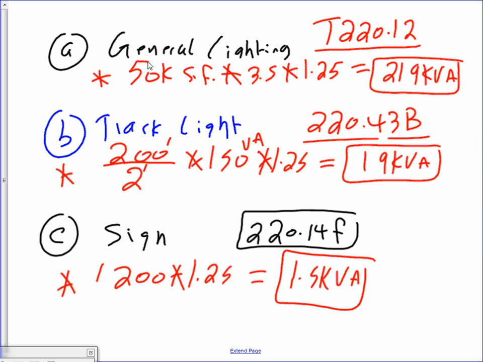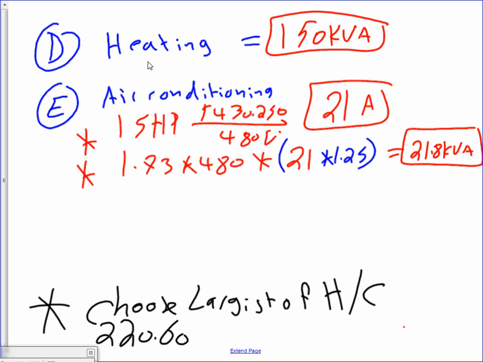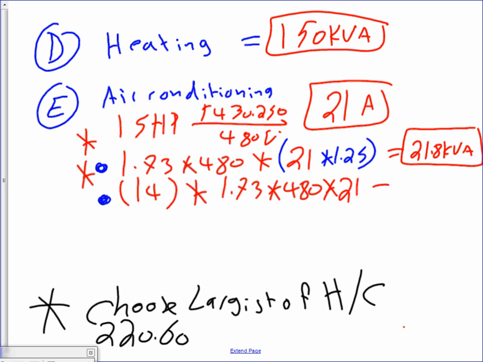The first one, you multiply it by 1.25, and here's what it shows. So that would be the first one. The second calculation you need to do here, guys, is the same thing. You take the 14 of them, the leftover, multiply it by 1.73 times 480 times the amp, which is 21. So you take the largest motor, add 25% of it, the leftover, leave as is, and that gets you 244 kVA.